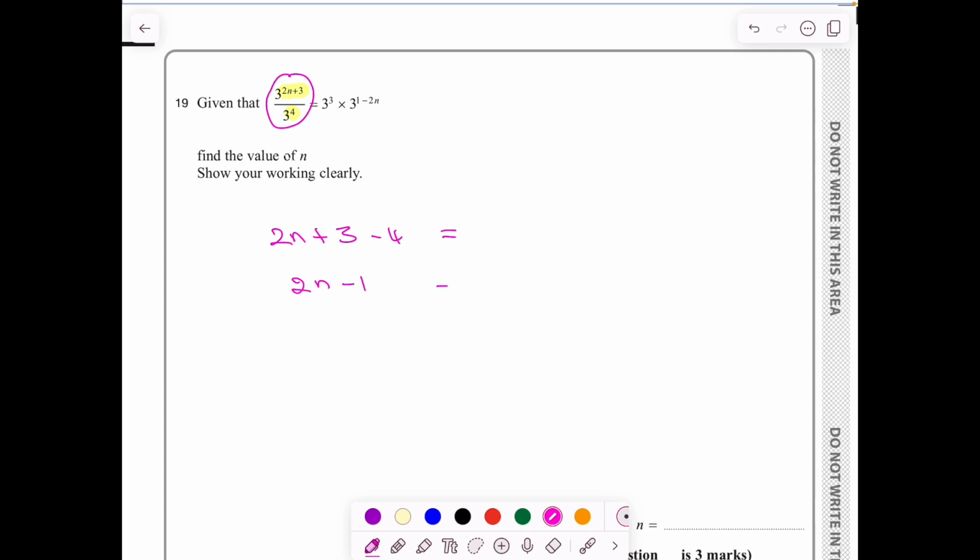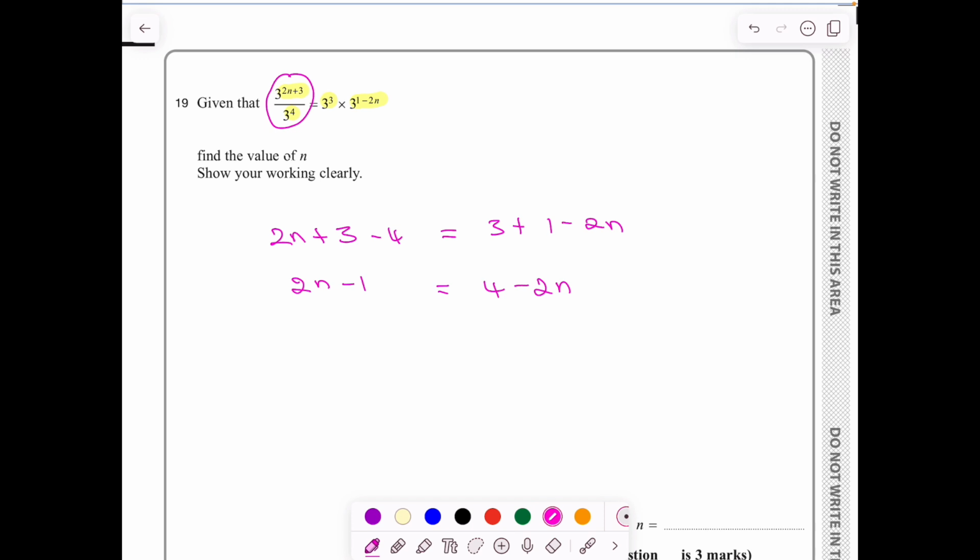Let's look on the other side then. We are multiplying. So when we are multiplying, we add the indices. So we're going to do 3 plus 1, take away 2n. So 3 plus 1, take away 2n. And so we end up with 4 minus 2n. And we know that they're equal to one another. And so let's solve it.